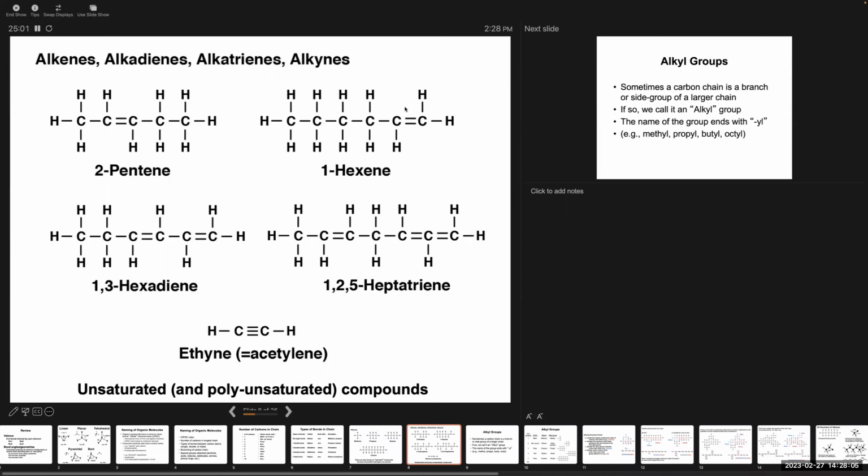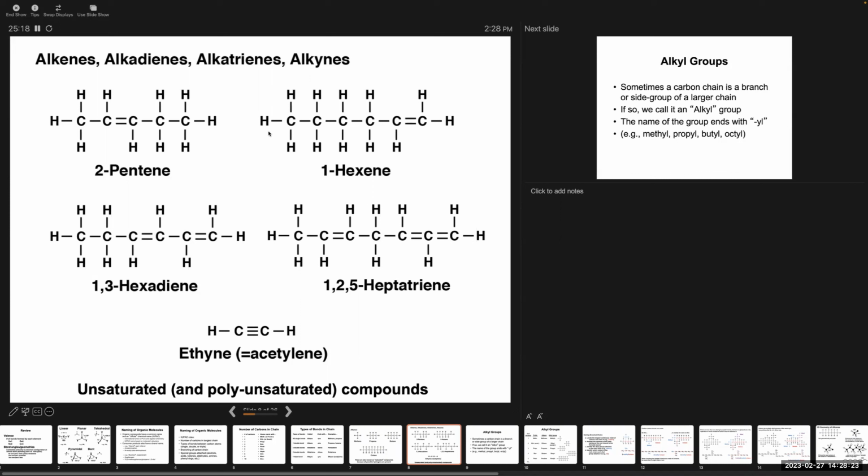This next molecule is another example of an alkene. This is hexene. The hex telling me that there are 6 carbons. The ene telling me that there's a single double bond in here somewhere. The 1 tells me that the double bond comes right after the number 1 carbon.